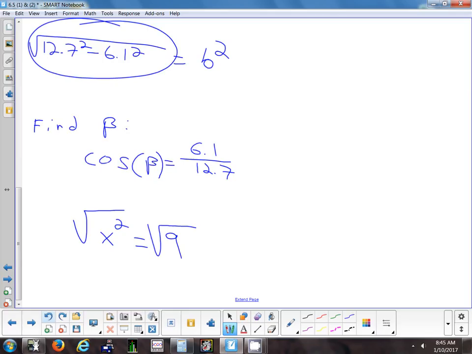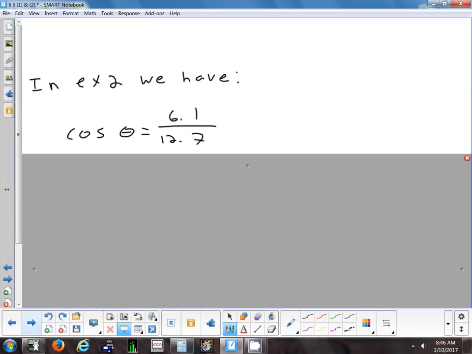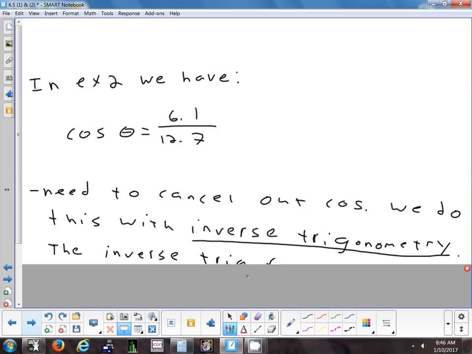Same idea here. This is a function. So if you want to cancel out a function, you need another function, which is the opposite of it. And that's where inverse trig comes in.